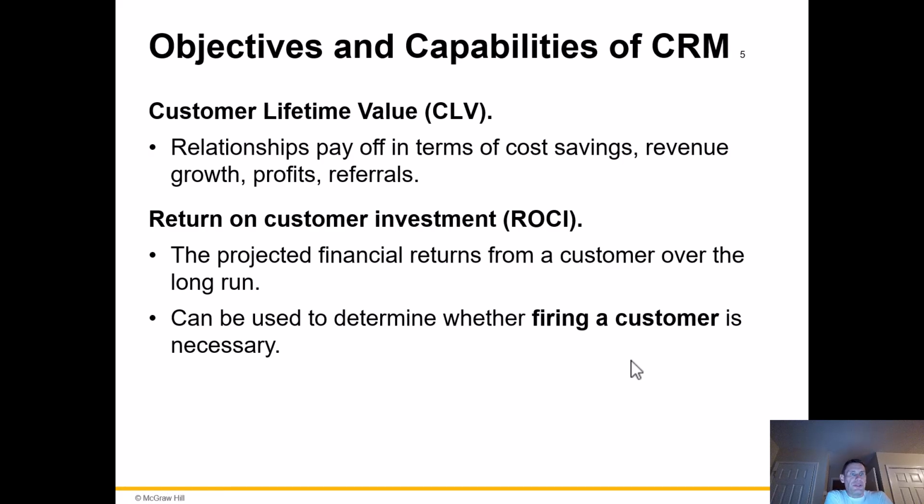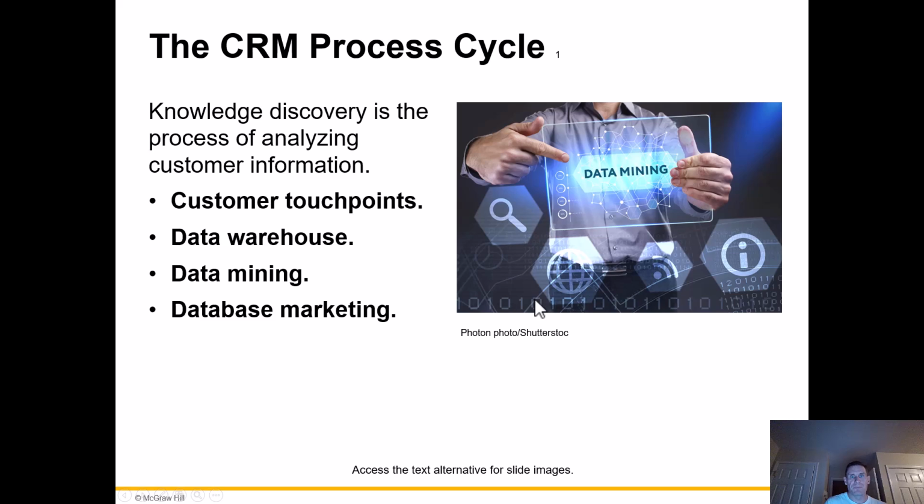One metric that we use in marketing is CLV, customer lifetime value. The relationships pay off in terms of cost savings, revenue growth, profits, and of course, referrals. And also return on customer investments, what we sometimes abbreviate as ROCI. This is the projected financial returns from a customer over the long run. And it can be used to determine whether firing a customer is necessary, which sounds very dramatic. We just basically mean that we're not really focusing on selling to them anymore.